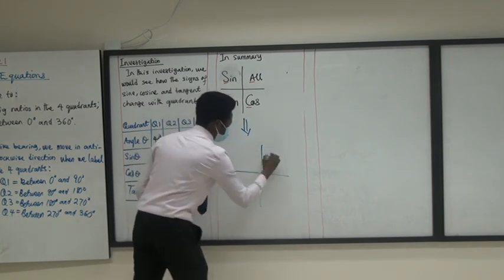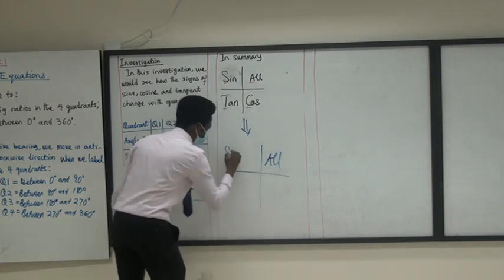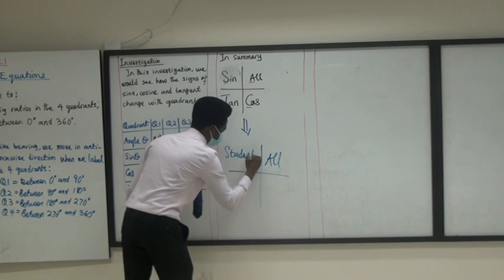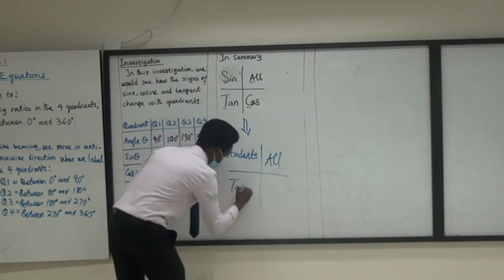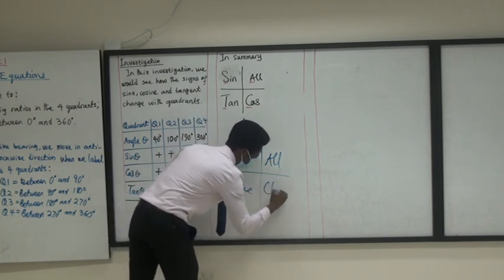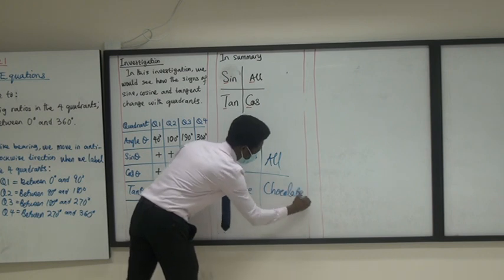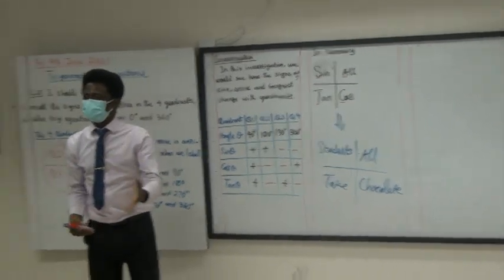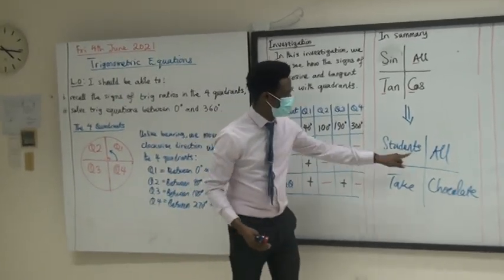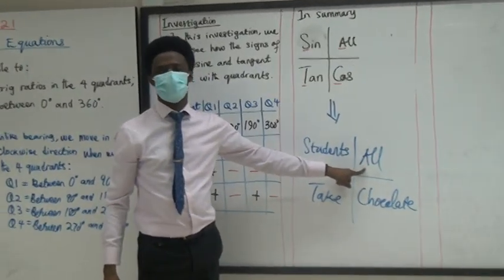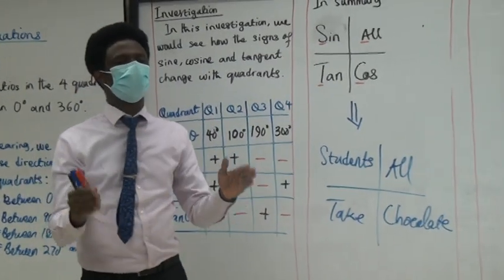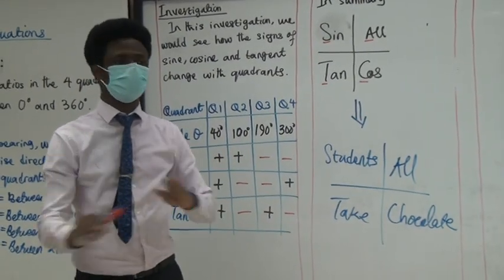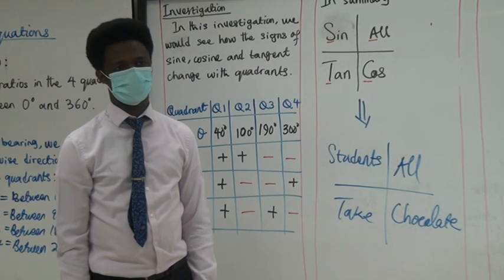So in the first quadrant, so you can remember with it: all students take chocolate. So once you remember that, you will always remember, oh, in the first quadrant, all are positive, which means between 0 and 90 degrees, all the trig ratios give a positive number.